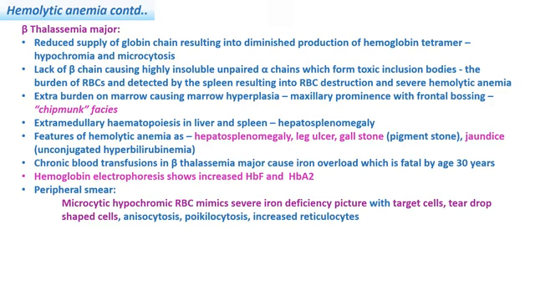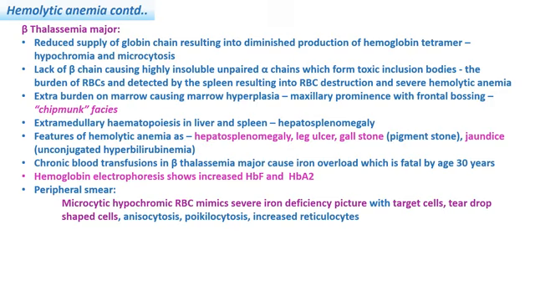Extramedullary hematopoiesis in the liver and spleen can cause hepatosplenomegaly. Features of hemolytic anemia as hepatosplenomegaly, leg ulcer, gallstone like kidney stone, unconjugated hyperbilirubinemia causing jaundice. Chronic blood transfusion in beta thalassemia major causing iron overload, which may be fatal by the age of 30.